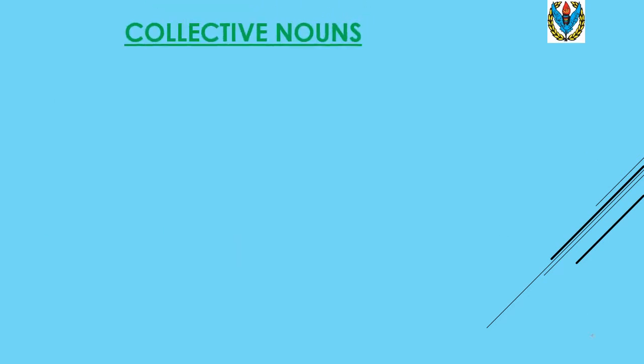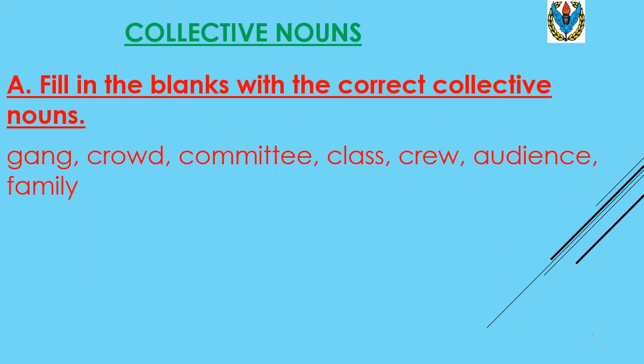Alright students, coming to the grammar section, first of all we have the collective nouns. A collective noun is a collection of things taken as a whole. Part A. Fill in the blanks with the correct collective nouns. We are given a list of collective nouns here, and we have to read the given sentences very carefully, and we have to use the appropriate collective noun in each blank.